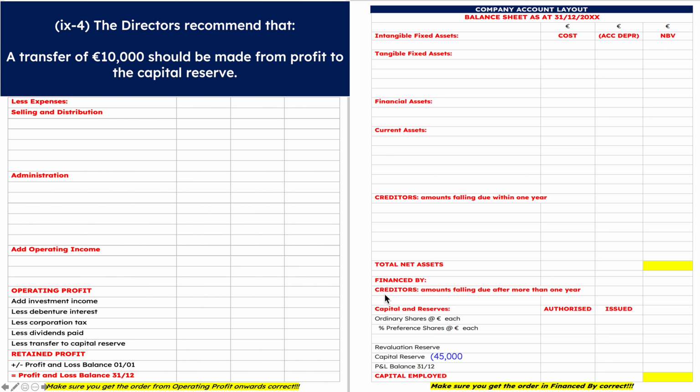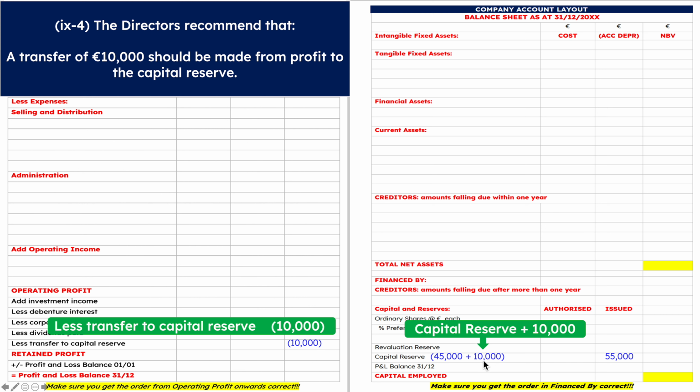Over here, your finance by has to go under creditors: amounts falling due after more than 1 year, so that's where your debentures are going to go. Then you're going to have your capital and reserves: your ordinary shares, your preference shares, which you'll tot up as you're doing the question. Then you'll have the reval reserve, then the capital reserve, and the P&L balance will always go last before the capital employed. So this 45,000 came from the trial balance. All you have to do here is write let's transfer to capital reserve and take the 10,000 away, and then you add the 10,000 there, and then you've got 55,000, and that is basically it.